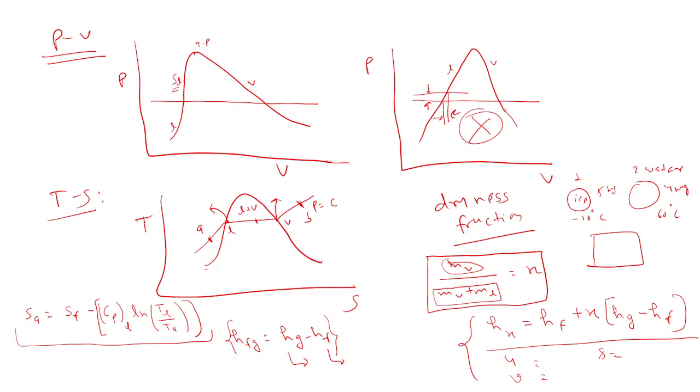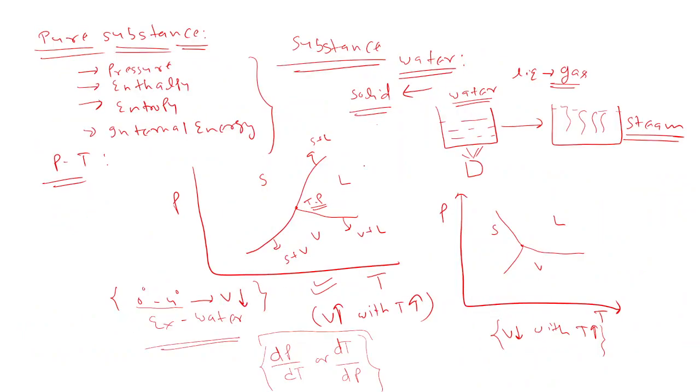One more thing. Initially we had three lines: solid, liquid, and vapor. So how do we get this dome? Now we are only at the liquid-vapor region. We excluded the solid part; this part only we are focusing on. So that portion is taken as the dome.